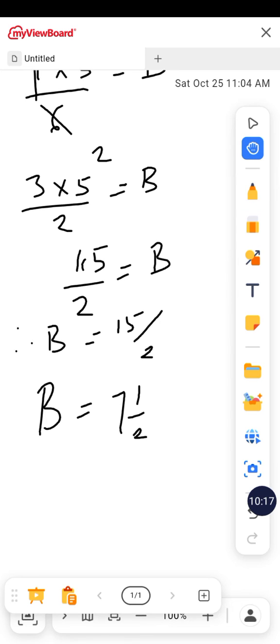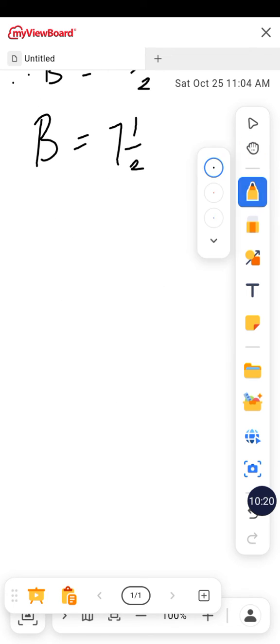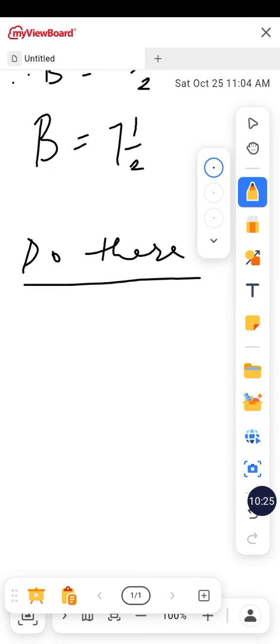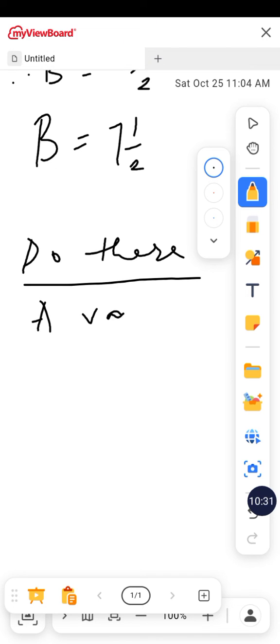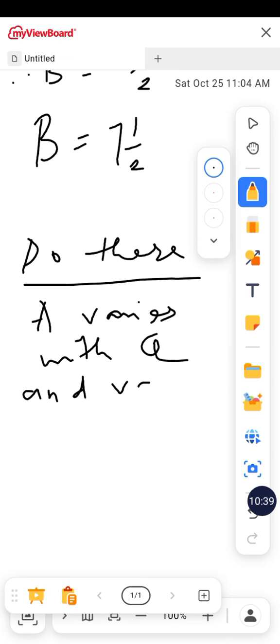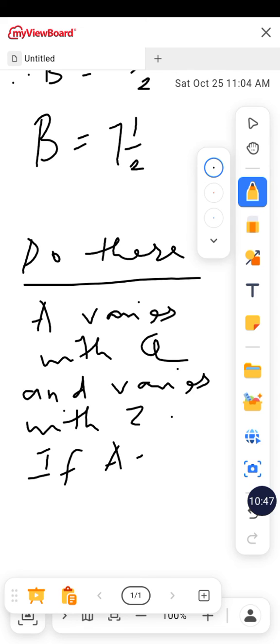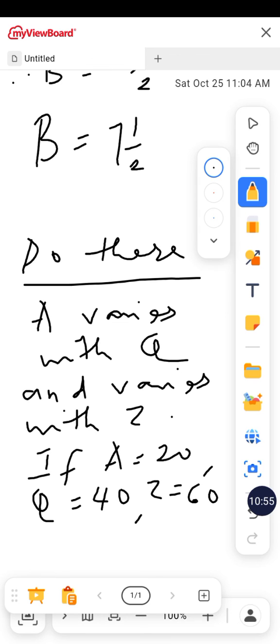So before I go, let me just drop this question for you. Okay, do this. A varies with Q and varies with Z. If A equals 20, Q equals 40, Z equals 60.